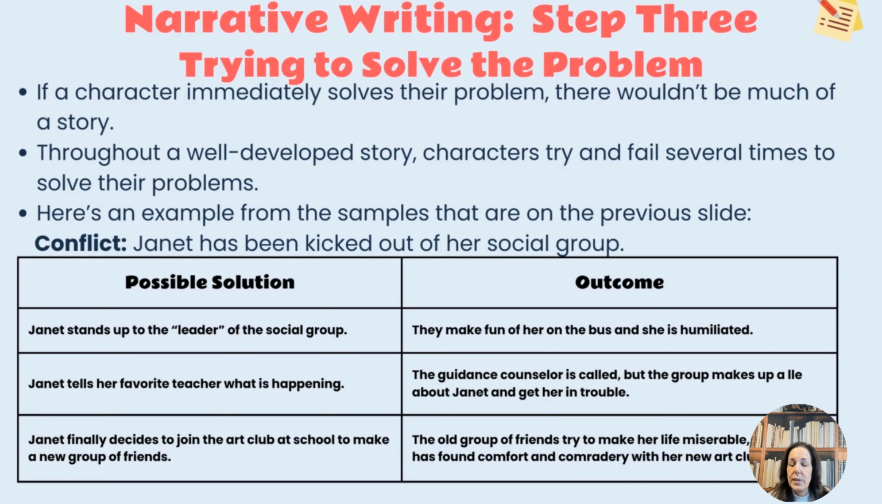So a possible solution. Janet stands up to be the leader of the social group. The outcome? They make fun of her on the bus and she's humiliated. So that solution doesn't work out for Janet. Then Janet tells her favorite teacher what is happening. The outcome? The guidance counselor is called, but the group makes up a lie about Janet and gets her in trouble. So again, that solution did not work out for her.